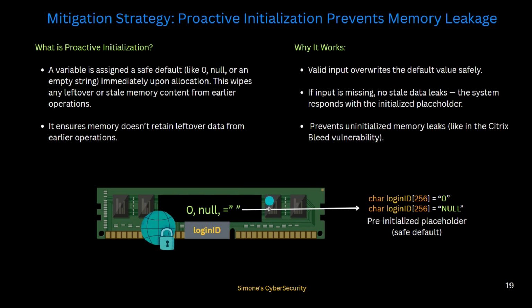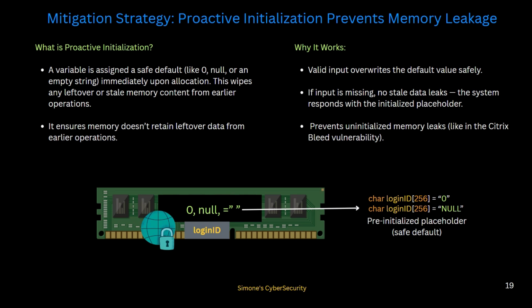And how does this actually help? When the input is missing from the client side, like in our attacker scenario that we were seeing on the previous slide, then the system won't respond with stale memory. Instead, it will respond with the placeholder value like null or zero or some empty string that was proactively assigned to this memory region when this variable was created, because you declared that in the code. And this completely blocks the memory leak path that we saw earlier.